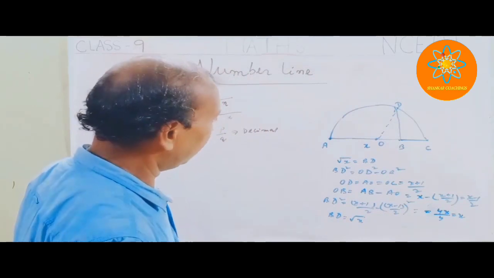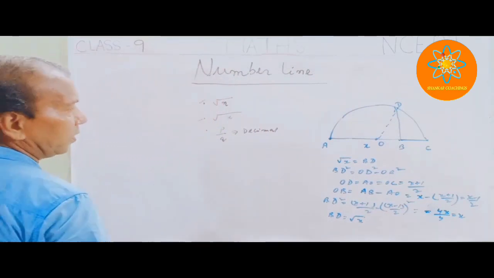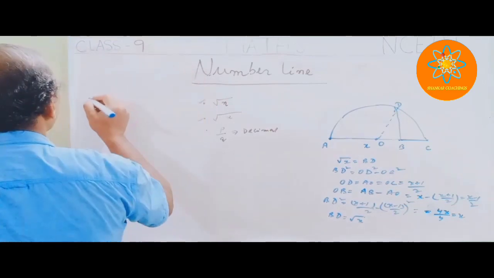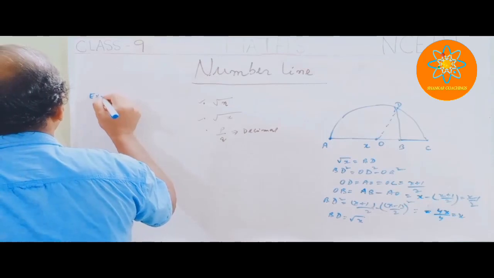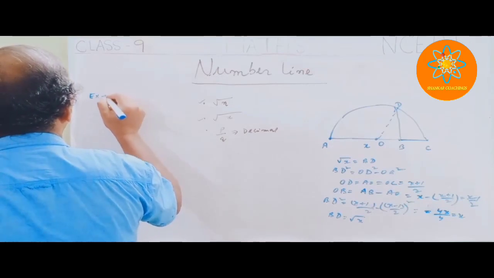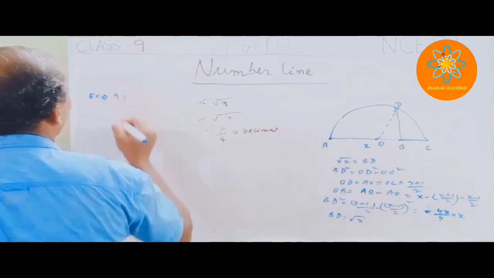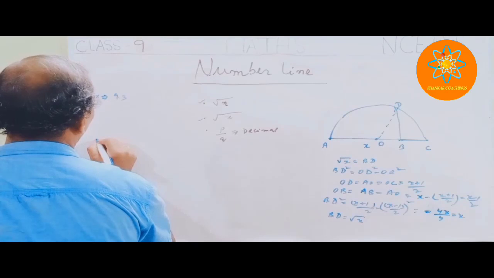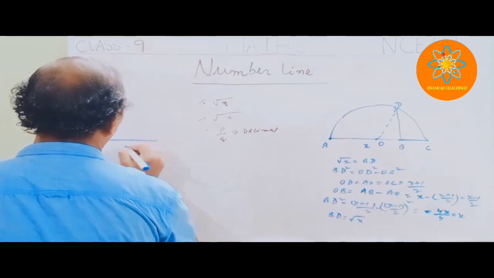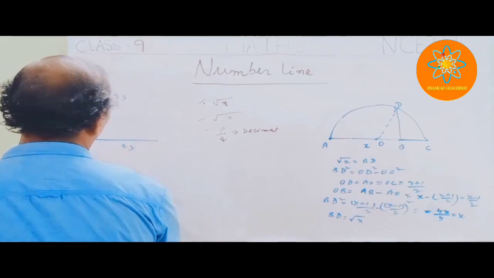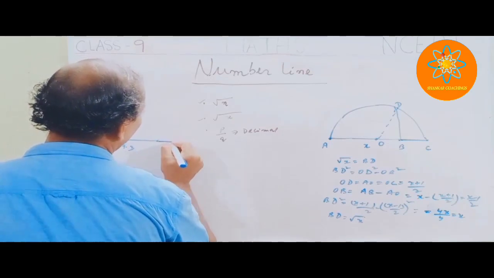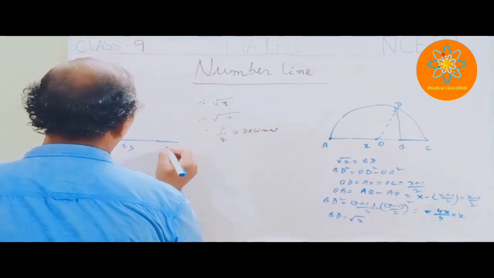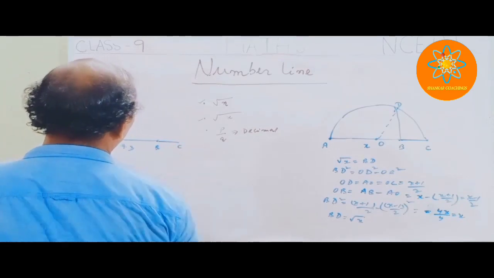I am taking one example. Suppose I want to represent 9.3 on the number line. So how do I represent this one? First of all, I will draw the 9.3, and then I will take the 1 unit from here. This is, let's suppose, A, B, and here it is C.